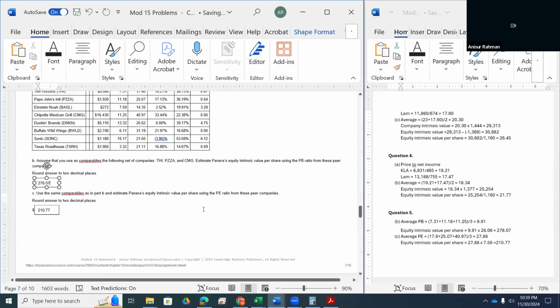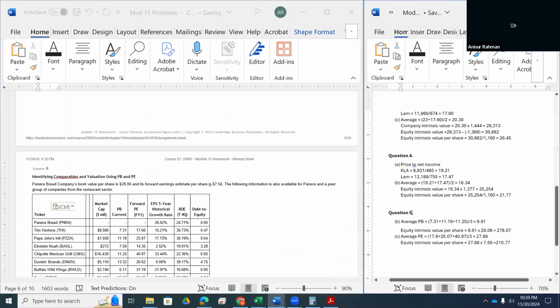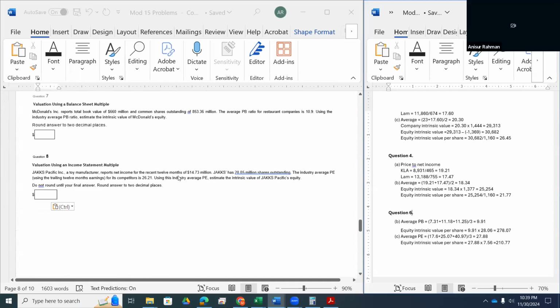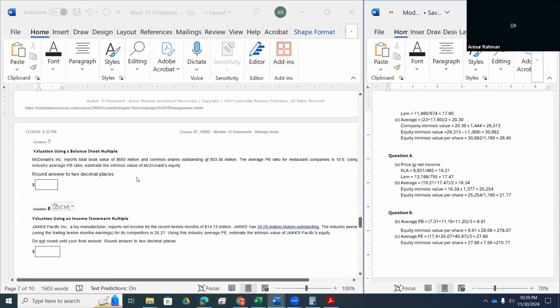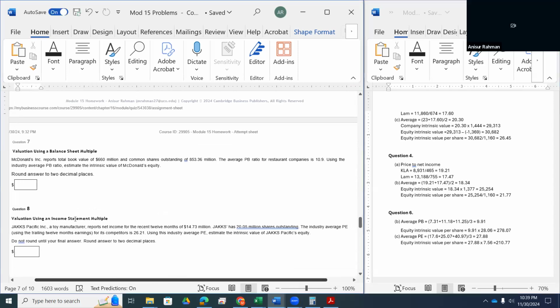Now, that was question 6. We did question 5 in the Excel. So now question 7 is telling us McDonald's reports total book value of 660 million and common shares. Using the industry average PB ratio for restaurant companies, estimate the intrinsic value of McDonald's equity.